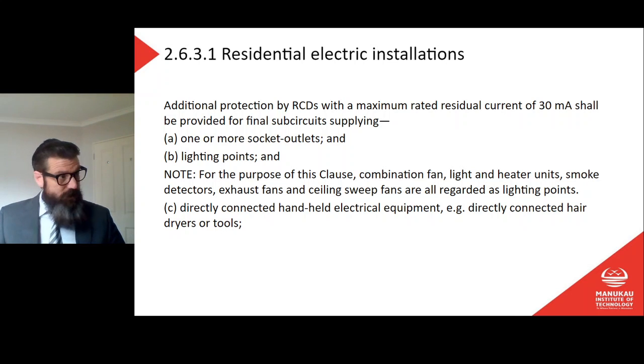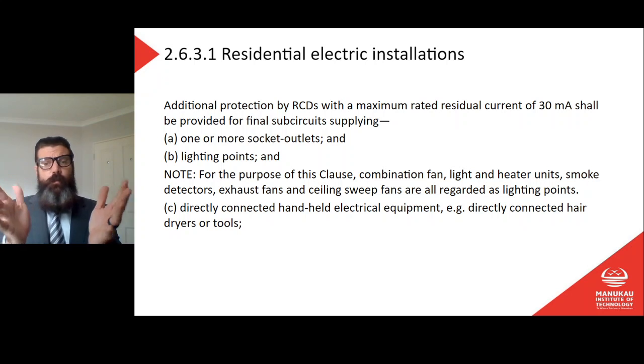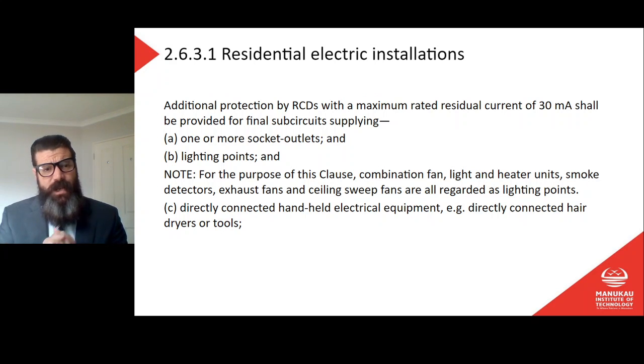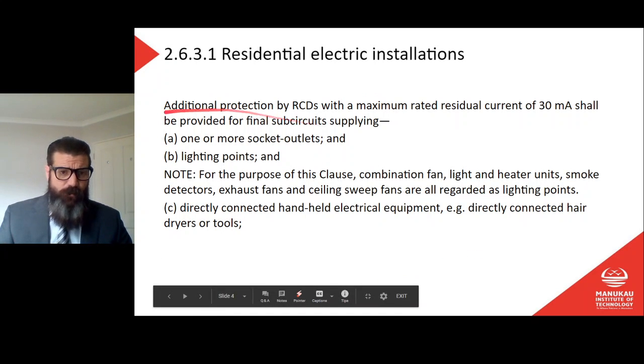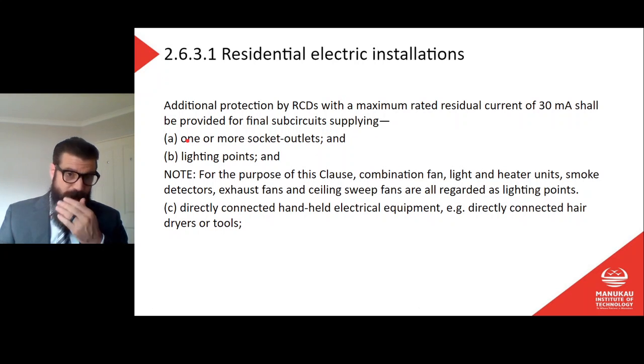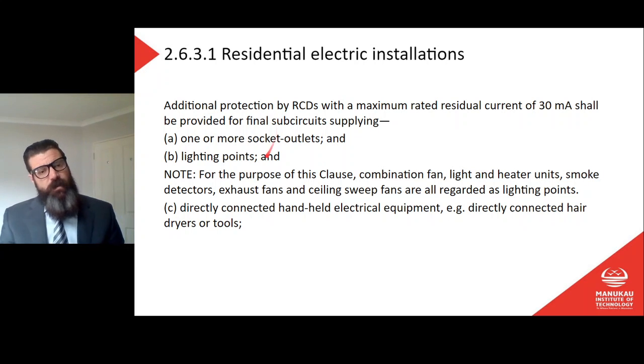Okay, what does it all mean? Right, so we need to have RCDs. Where do we need to have RCDs? Well, section 1, subclause 1 tells us one or more socket outlets. So if I've got one or more socket outlets connected on a circuit, I must protect that with an RCD. Easy. If I have any lights on a sub-circuit, they must be protected by an RCD.